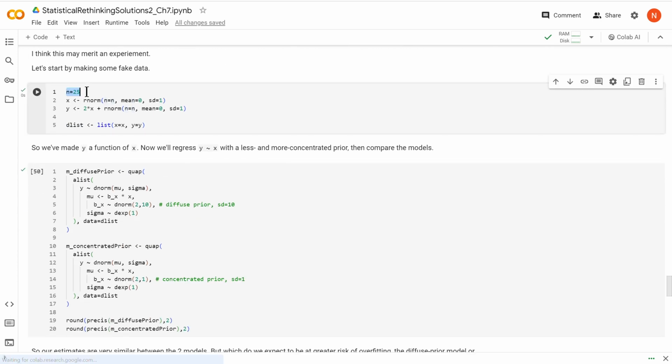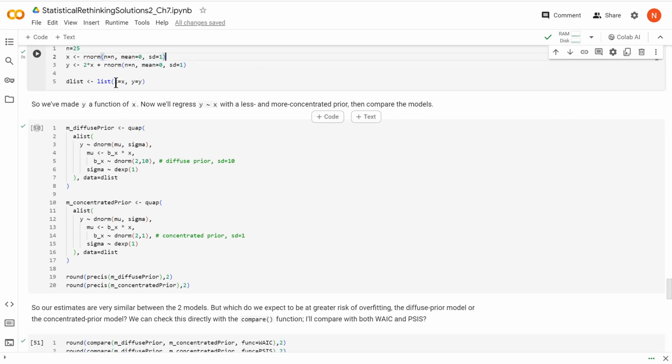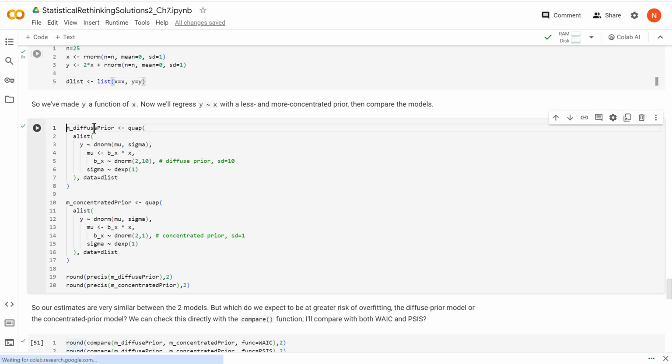So I'm going to have 25 samples of X and Y, where X is a normal random variable with mean 0, standard deviation 1, and Y is a function of X. Namely, it's twice X plus some random noise here, okay? All right, and I've wrapped that together in a list, okay? And now I'm going to use two different models, one with a diffuse prior and one with a concentrated prior, but everything else being identical between the two models, okay?